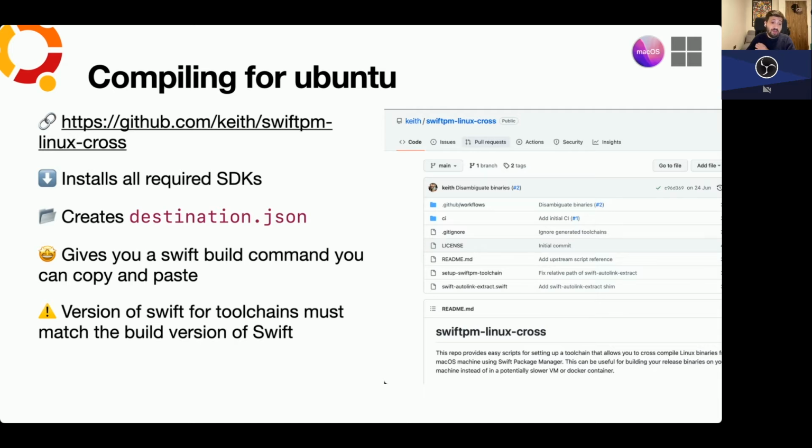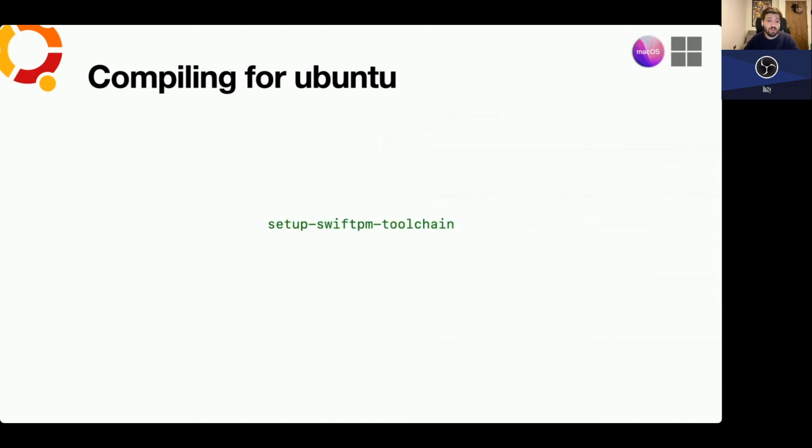And one thing to bear in mind is that the version of Swift that you use for the toolchains you download with this tool needs to match the build version of Swift that you use in your project. Otherwise, you're going to run into a million issues. So how do we run this? What do we have to run? We can run setup Swift PM toolchain after we install it using Homebrew, sorry.